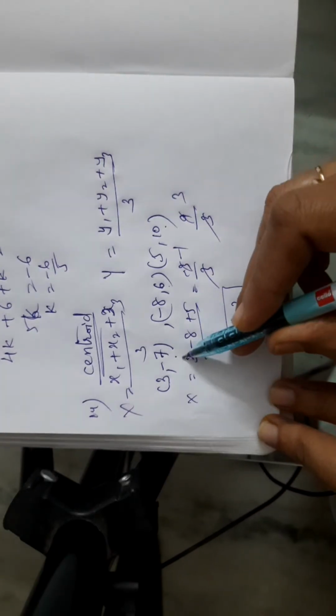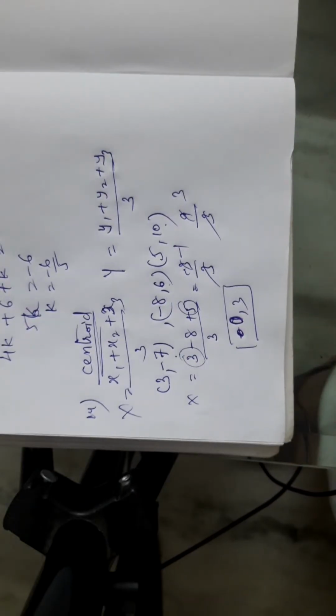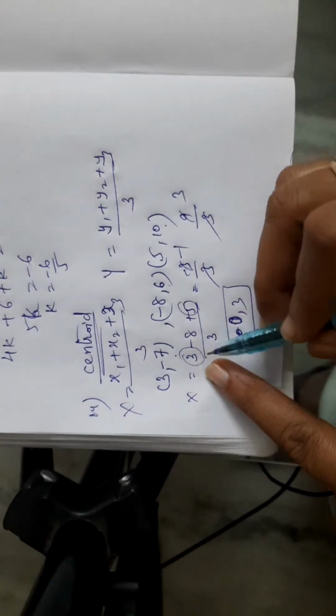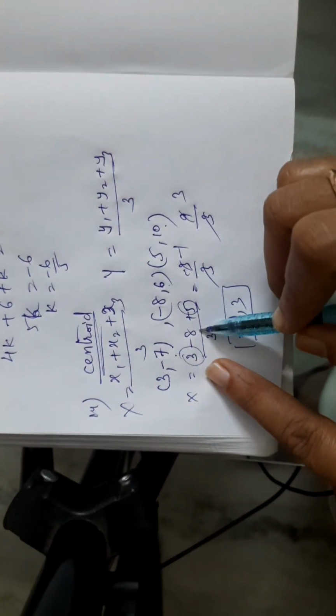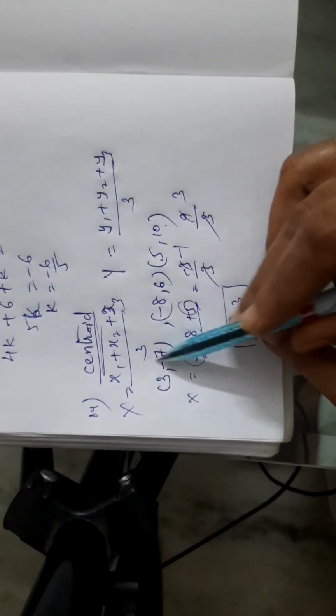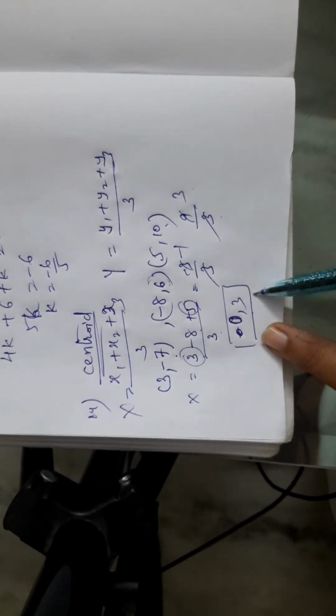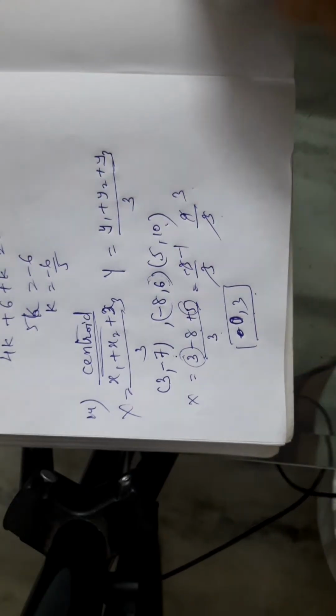Okay, here 3 plus 5, 8. 8 minus 8 is 0. 0, comma 3. Correct answer. Have you got 1 by 3? Here you got 1 by 3. So here 5 plus 3, 8. 8 minus 8 is 0. 0 by 3 is 0. And for this, minus 7 plus 6 is minus 1. Minus 1 plus 10 is 9. 9 by 3, 3. So answer is 0 and 3. Okay. Now next question.